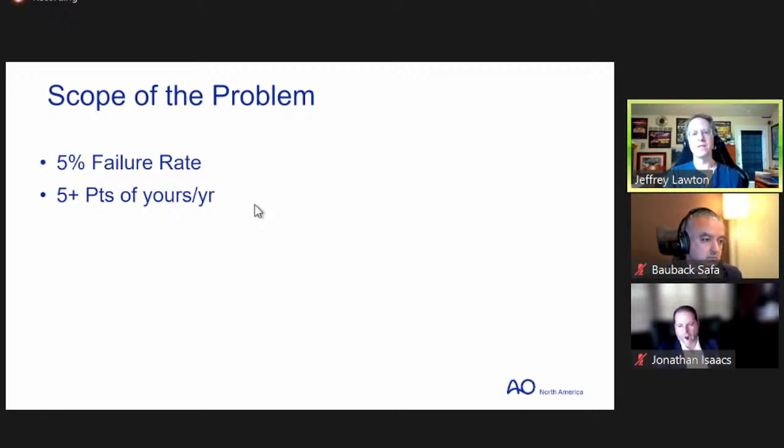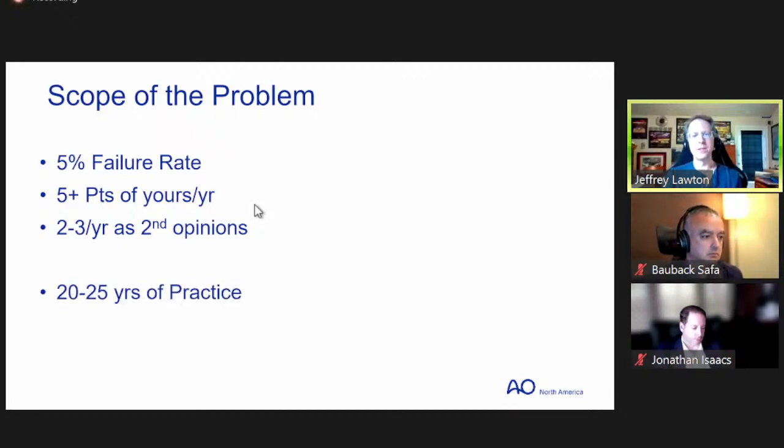But even if we take a fairly conservative 5% failure rate, that means in a typical year, there's about 5 patients of yours that aren't doing as well as you'd like after carpal tunnel release. Depending on your practice, you may see 2 or 3 a year as second opinions. If you've been practicing 20 to 25 years, that means 150 or more patients with failed carpal tunnel.